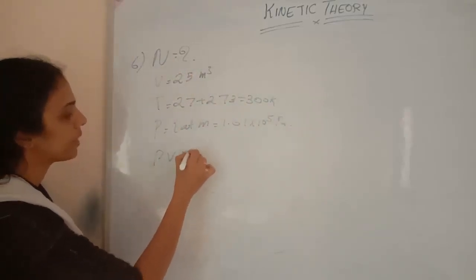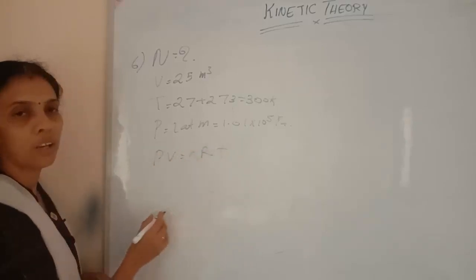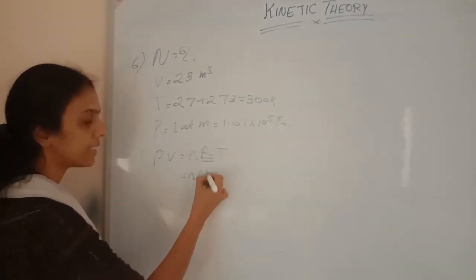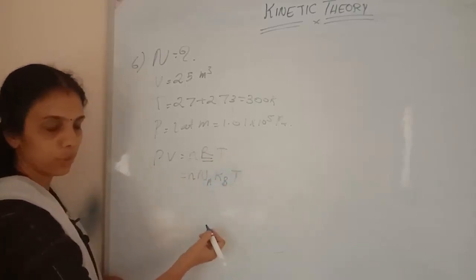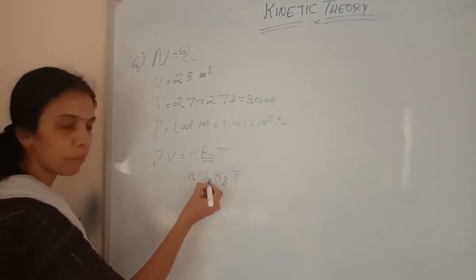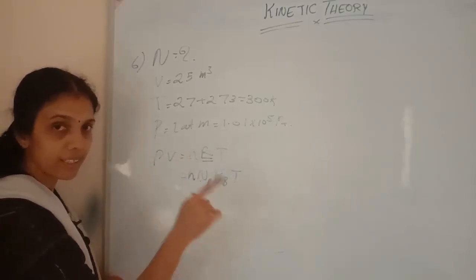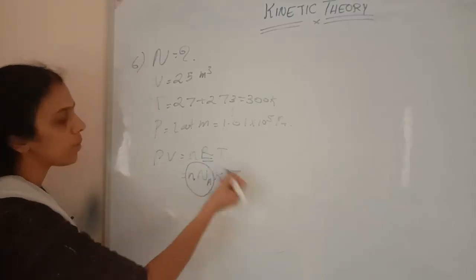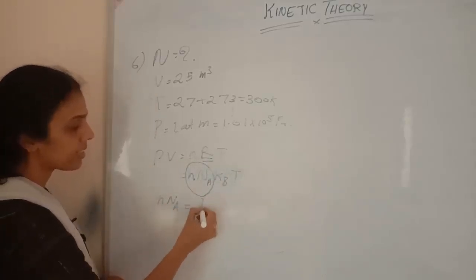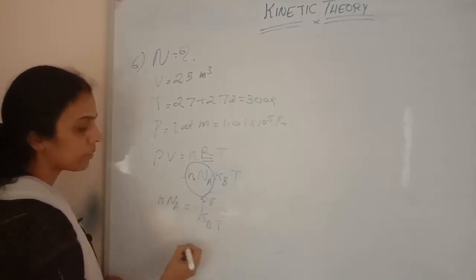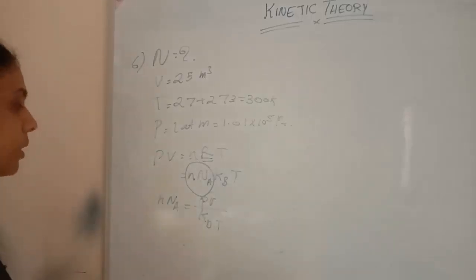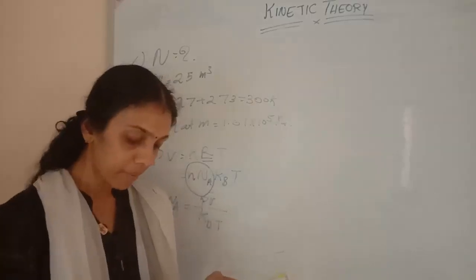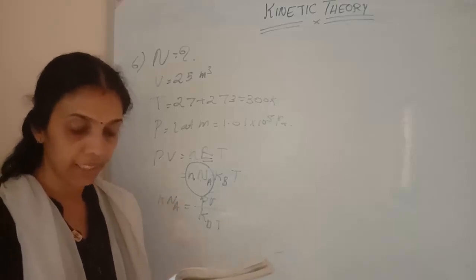See, PV equals nRT, where n is the number of moles. So here n into R we can write as N into kB, that one you know, isn't it? This n is the number of moles and Na is the number of molecules per mole, in 22.4 liters at STP, this many. So if they are asking the total number of molecules, you should find n into Na. So n into Na equals PV divided by kBT. All these values you know, right? So from that you can find the value of the total number of molecules. Clear?